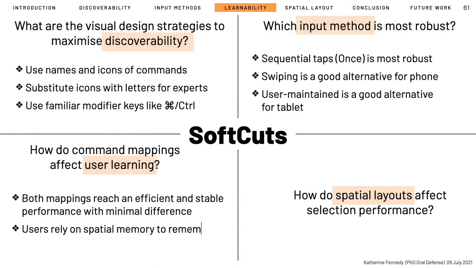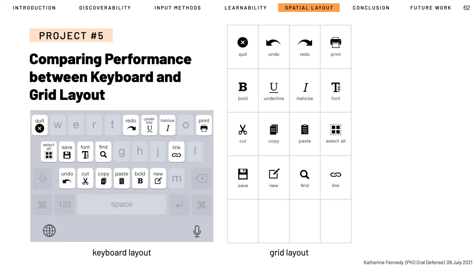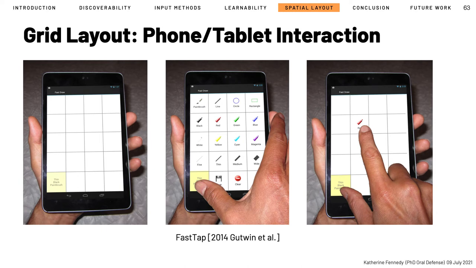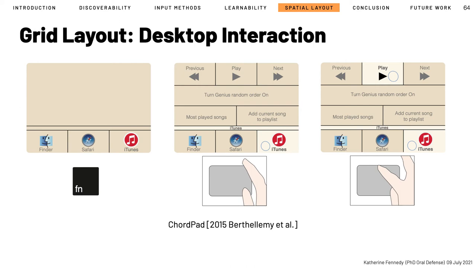Now that we know users could leverage prior knowledge and retain them, it is time for us to finally test how the keyboard layout strategy of SoftCuts would stand against another layout. In particular, we want to compare the performance between keyboard and grid layout. Why grid layout? Prior works have demonstrated the speed and accuracy of grid layout across different devices. FastTap is one example in the context of phone or tablet interaction. FastTap requires users to chord a modifier key at the bottom left corner with a command key in the grid layout. We also found ChordPad, which applies the grid layout to the laptop's trackpad.